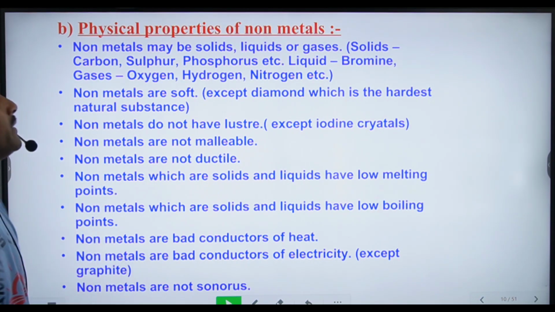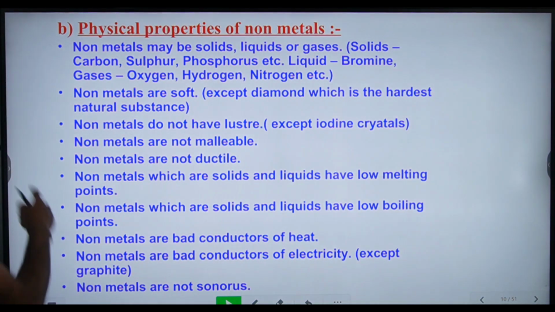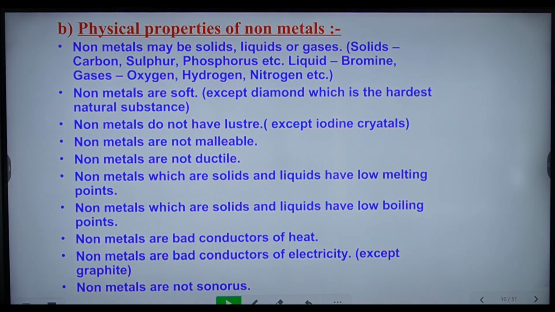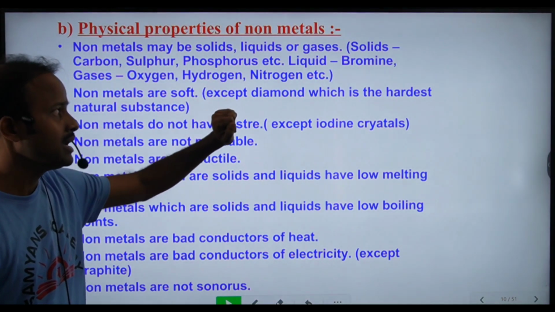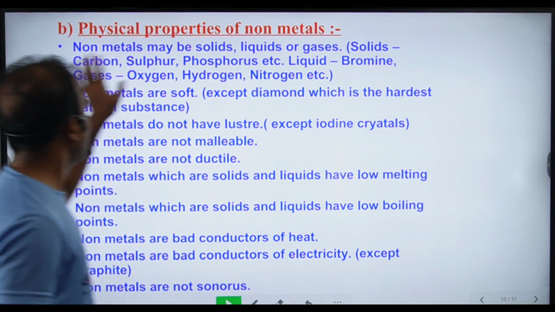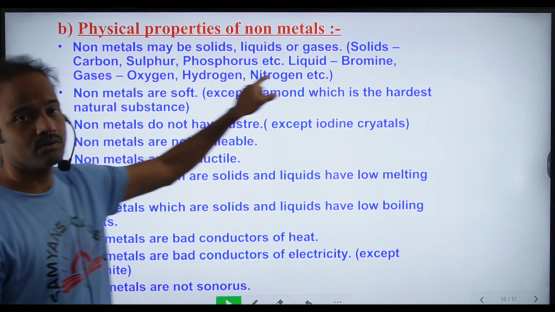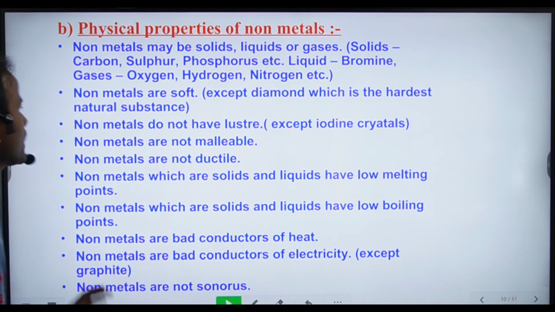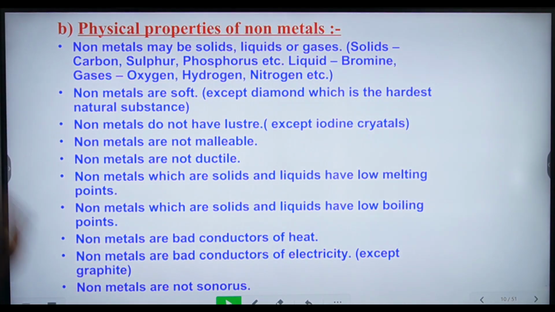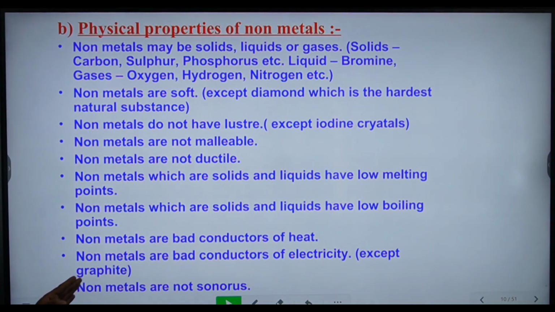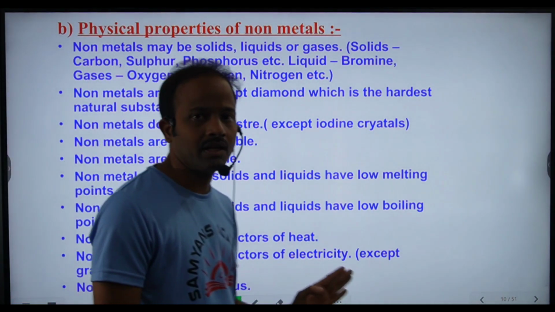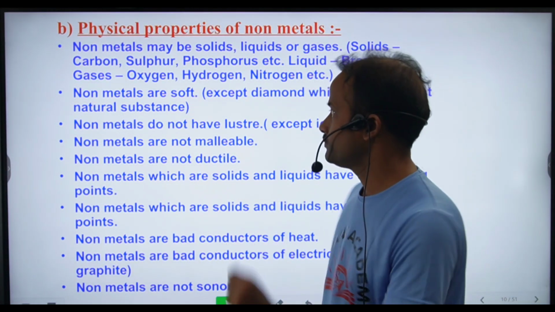Now we come to the physical properties of non-metals. Non-metals may be solids, liquids, or gases. For example, solid non-metals are carbon, sulfur, and phosphorus, the liquid non-metal is bromine, and gaseous non-metals are oxygen, hydrogen, and nitrogen, etc. Non-metals are soft except diamond, which is the hardest natural substance. All other non-metals are soft in nature except diamond.